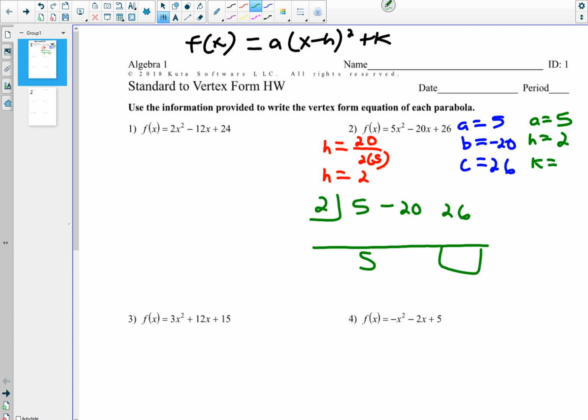So 2 times 5 is, and put it above the line, but in the next column. How do you go straight down? Negative 20 and 10 is negative 10. How do you get back above the line? Always times this number when you multiply. So 2 times negative 10 is negative 20. And then finally 26 minus 20 is 6.